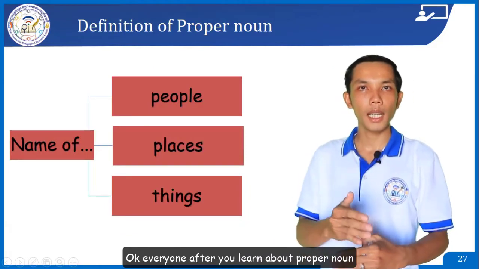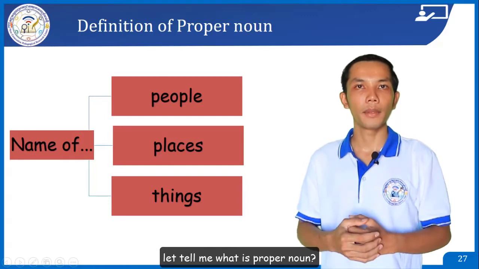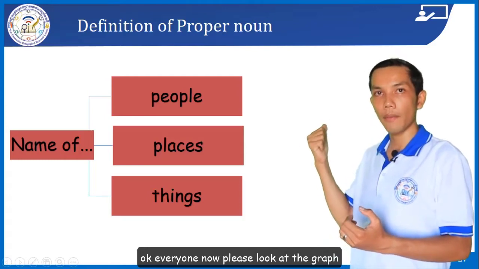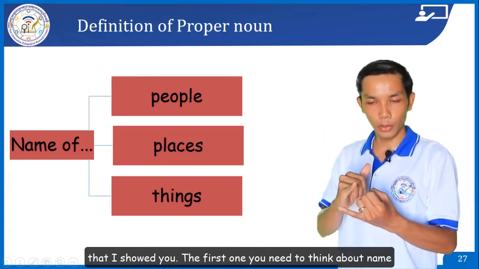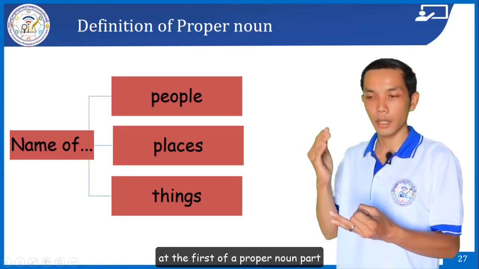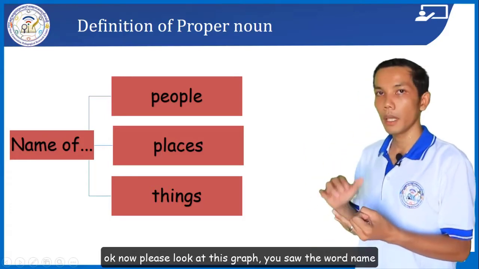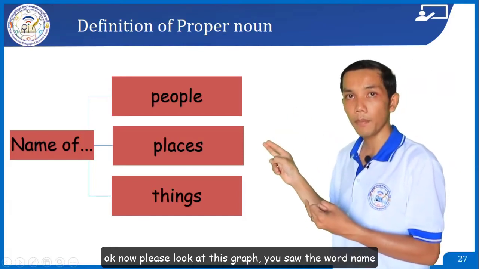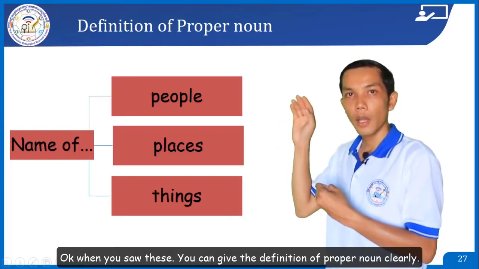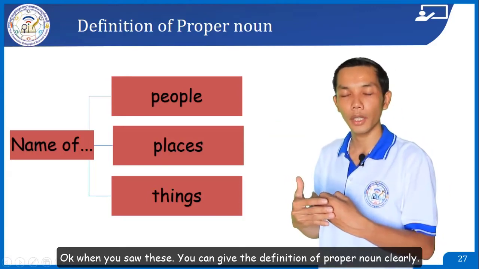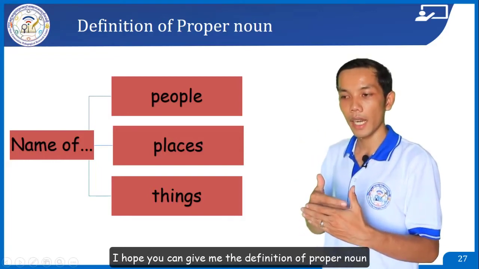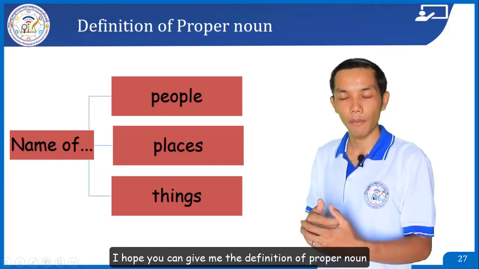Okay, everyone, after you learn about proper nouns, tell me, what is a proper noun? Now please look at the graph that I show you. The first one, you need to think about name. Another one, you need to think about uppercase, right? That I have shown you at the first of the proper noun part. Now, please look at this graph. You saw the word name. You saw the words people, persons, place, or things. When you see this, you can give the definition of a proper noun clearly. After you see this graph, I hope you can give me the definition of a proper noun.